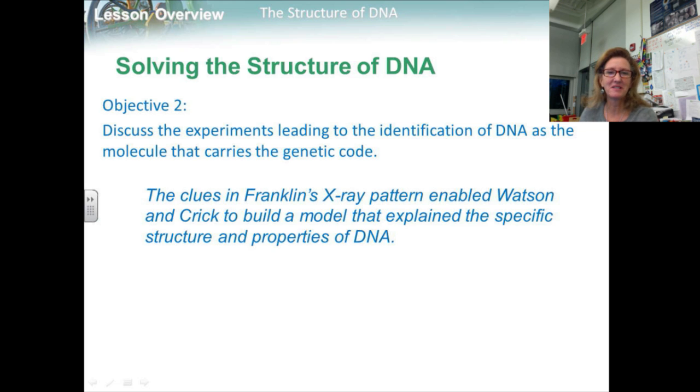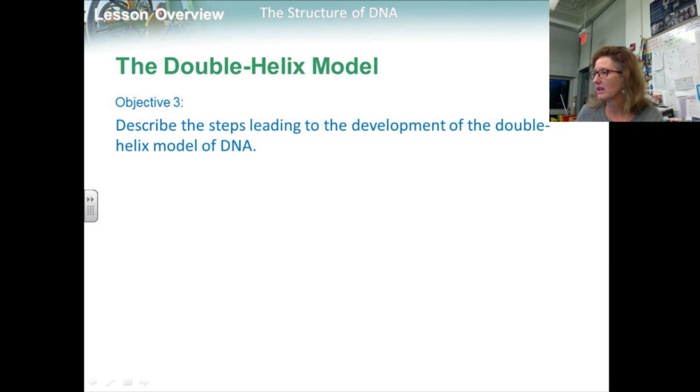So objective 2 is to discuss the experiments leading to the identification of DNA as a molecule that carries genetic code. So what happened was the clues in Franklin's X-ray patterns enabled Watson and Crick to build a model that explained the specific nature and properties of DNA. So you need to know all those scientists. Objective 3 is describe the steps leading to the development of the double-helix model of DNA.